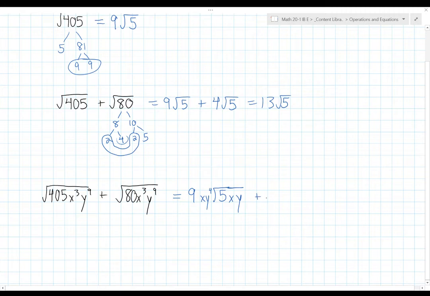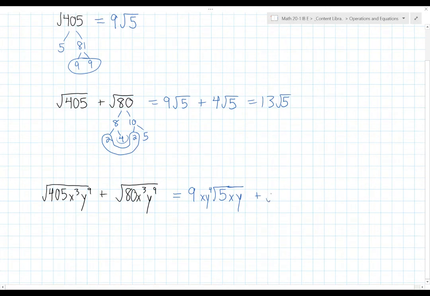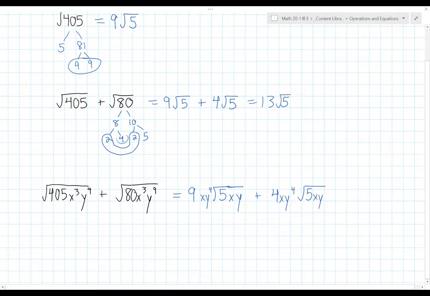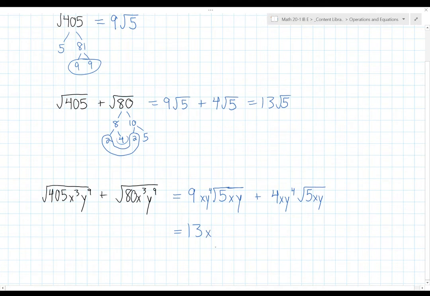So this is then plus 4xy to the power of 4 times the square root of 5xy. Now, not only do I have the same root in each case, but I also have all the same variables. So these are, again, like terms. And when I add them together, I'm just adding coefficients. So I get 13xy to the power of 4 times the square root of 5xy.